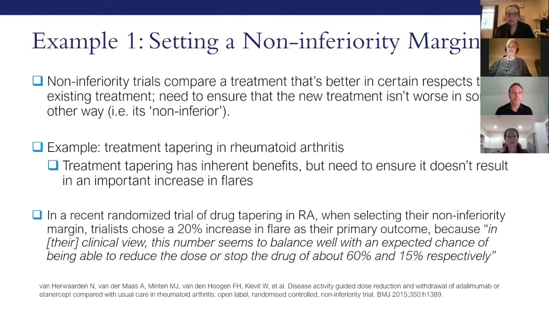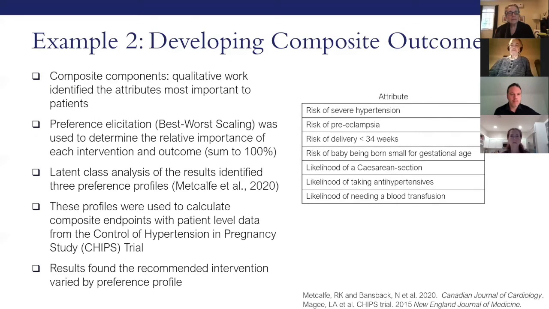This is a quote taken from a recent randomized trial. When they selected their non-inferiority margin, they decided that a 20% increase in flares would be the margin for their primary outcome, because in their clinical view, that balanced well with an expected chance of being able to reduce the dose or stop the drug of 60% and 15%. So this is the investigators making these trade-offs, and this is really a situation where patient preferences could play a role. Okay, Megan, you can go to the next slide. I'm going to pass it over to Nick now to talk about the second example.